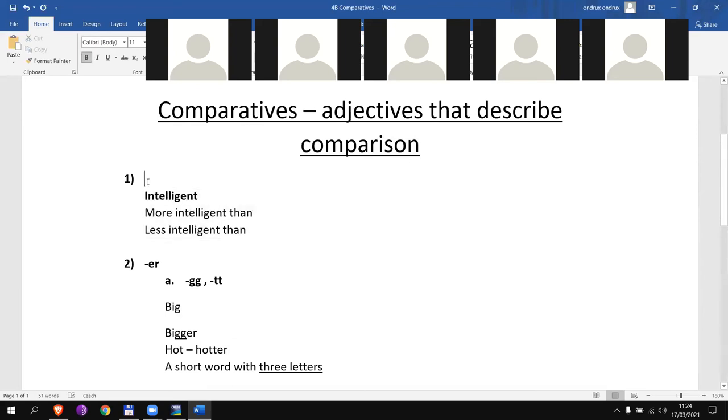So when does it happen? What is the rule for this? This is for generally shorter words. One, two syllables, usually, yeah, usually. Takže jedna až dvě slabiky, okay?